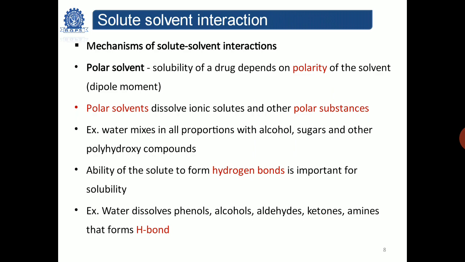Now after the introduction to solubility and different terminologies, we will see the solute solvent interactions, or the mechanisms of the solute solvent interaction. Based on the type of the solvent, the mechanisms of the solute solvent interactions are classified into different types. As we know, there are three types of solvent: polar solvent, non-polar solvent, and semi-polar solvent. So depending on that, we can classify the mechanisms of the solute solvent interactions also.